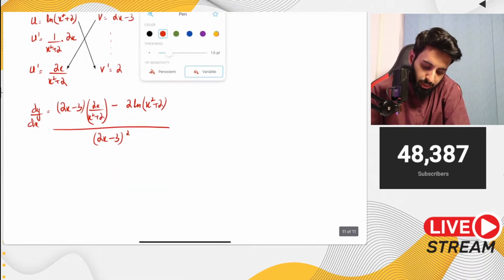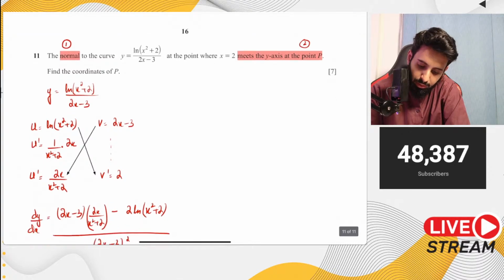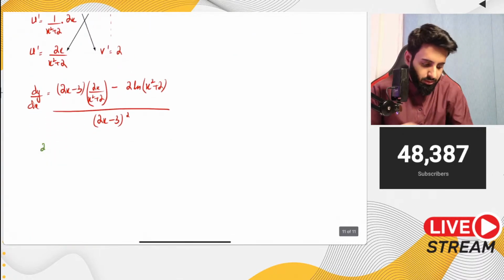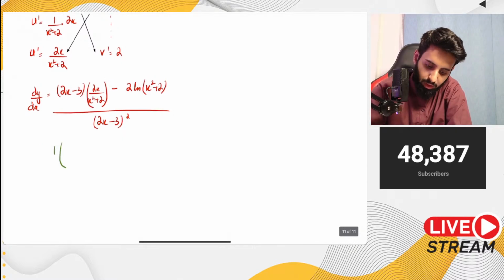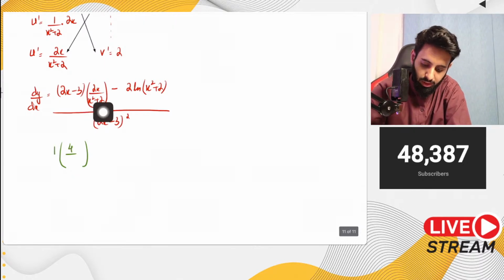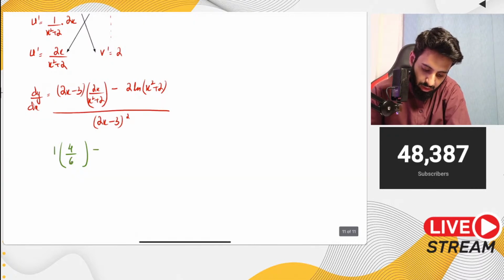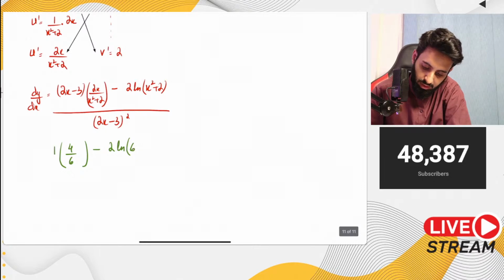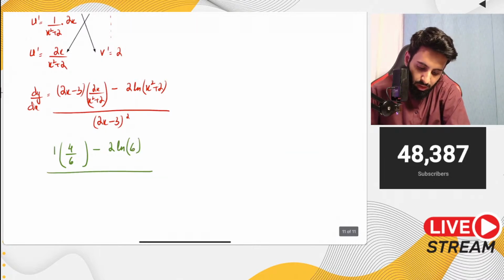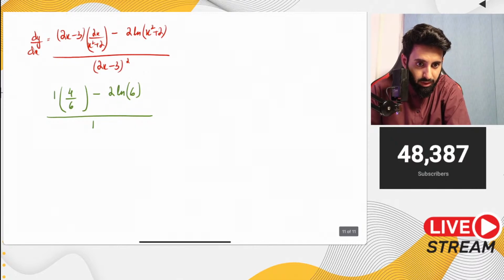Okay, so what I'm going to do now is plug in x equals 2. So let's see what that gives us. 2 into 2, that's 4. 4 minus 3 is 1. So 1 into 2 into 2 is 4. So I'll write 4 over here. And 2 square is 4. 4 plus 2 is 6. And then minus 2 ln of, 2 square is 4, 4 plus 2 is 6. So minus 2 ln 6 divided by 2 into 2 is 4, 4 minus 3 is 1, and the square of 1 is simply 1. So that's what we're looking at.